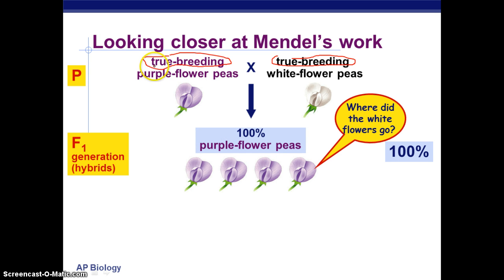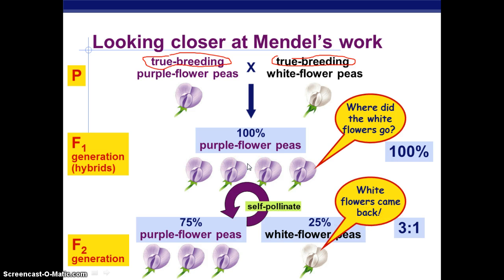So the parents were true-breeding purple and true-breeding white, and they mated, and they got the F1 generation, which was all purple. Then he allowed the F1 generation to self-pollinate, and he noticed that the white flowers came back, and they got about 75% purple flowers and 25% white-flowered peas. And then Mendel asked the question: what's going on here? Why does the white color skip a generation?